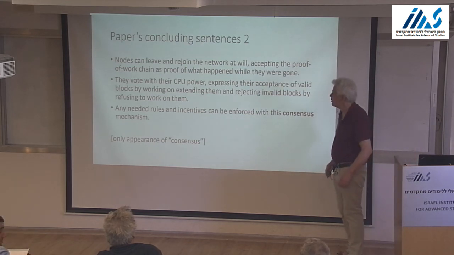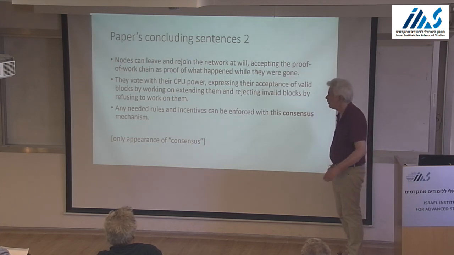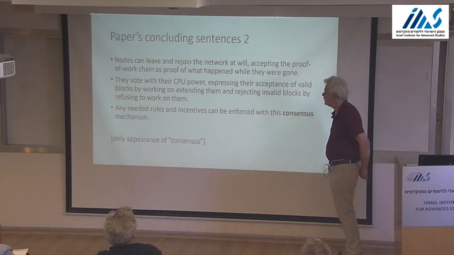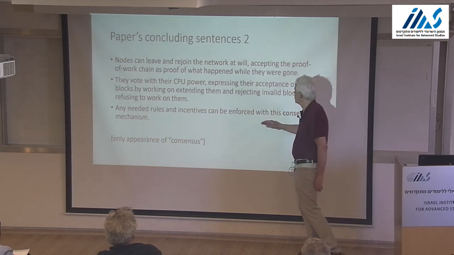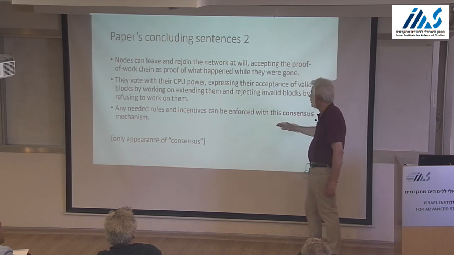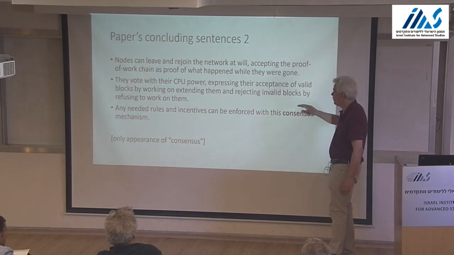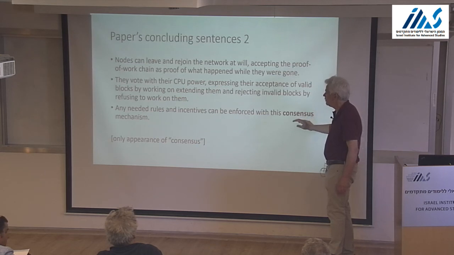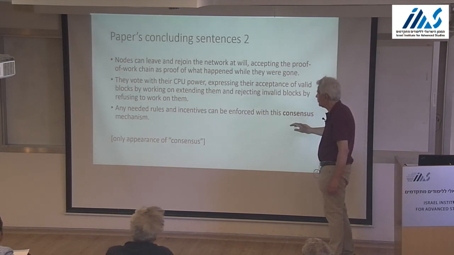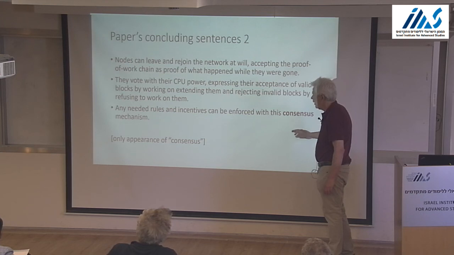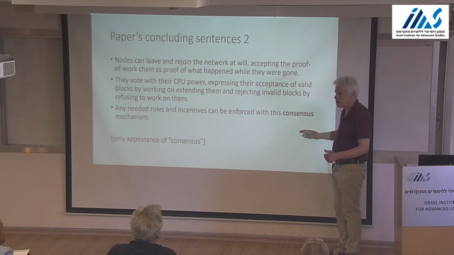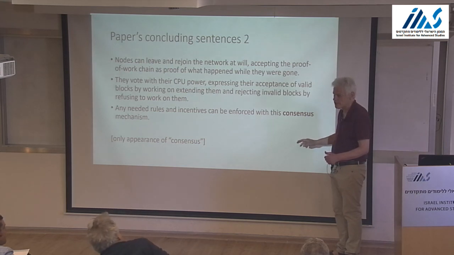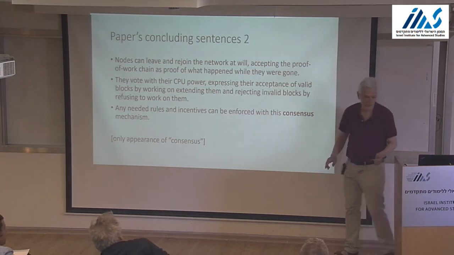Nodes can leave and rejoin the network at will, accepting the proof of work chain as proof of what happened while they were gone. I'll talk about proof of work. That's a nonce finding. They vote with their CPU power, expressing their acceptance of valid blocks by working on extending them. We'll talk about this. Any needed rules and incentives can be enforced with this consensus mechanism. That was my boldface. Interestingly enough, the word consensus is just the next to last word in the paper, and that's the only time it appears. But that's really the heart of the matter. How do you establish consensus?